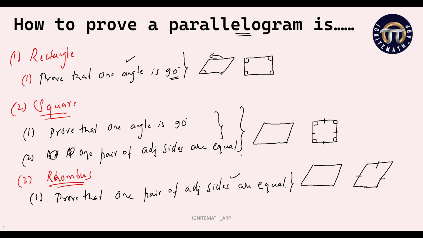You cannot enter the class without entering the school. So first you need to go to school, in the sense you need to prove it's a parallelogram, then search for the class. Then you search for whether you belong to 9A, 9B, 9C. Means once you prove it's a parallelogram, then you search for whether it's a rectangle, square or rhombus. Clear, children? So now we are going to solve the questions on properties of quadrilaterals. Let us start with the exercise.